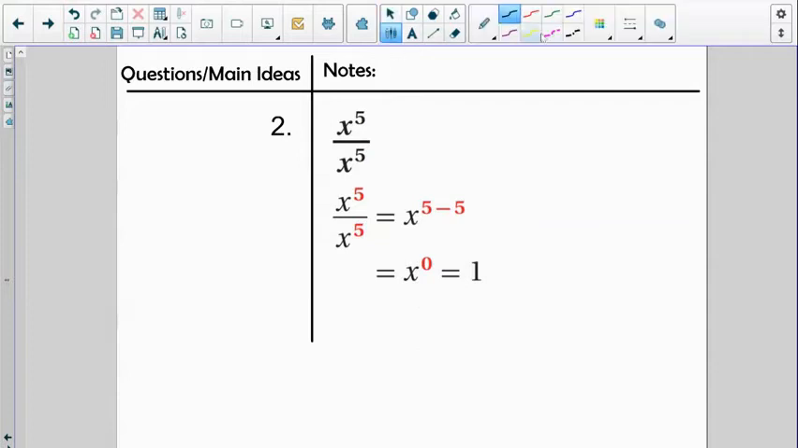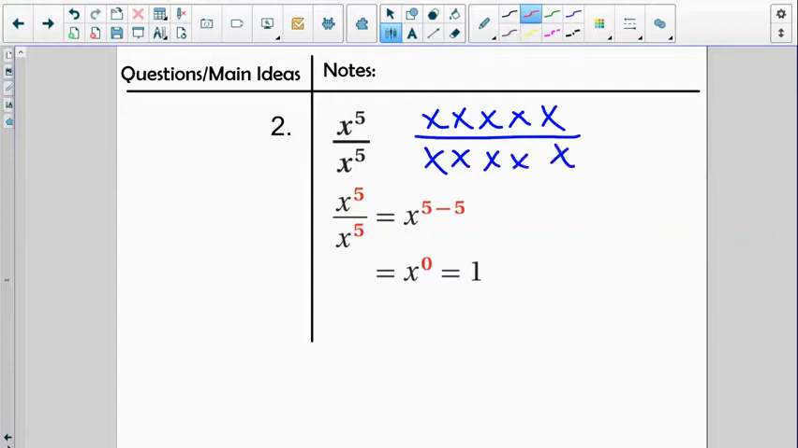I love this example because it also shows why x to the 0 power is 1. If I were to write this in expanded form, x times x times x times x times x in the numerator, and then x times x times x times x times x in the denominator. Remember our rule, we can cancel out any common factors in the numerator and the denominator. So I can cancel an x with an x, a second x with a second x, a third x with a third x, a fourth x with a fourth x, and a fifth x with a fifth x. And basically everything cancels out.